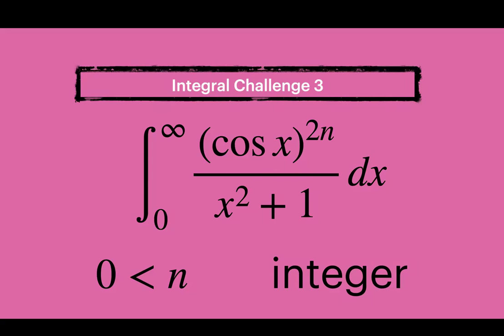Integral 23. Let's compute this integral: the integral from 0 to infinity of cosine x to the 2n over x squared plus 1 dx, where n is larger than 0 and an integer.